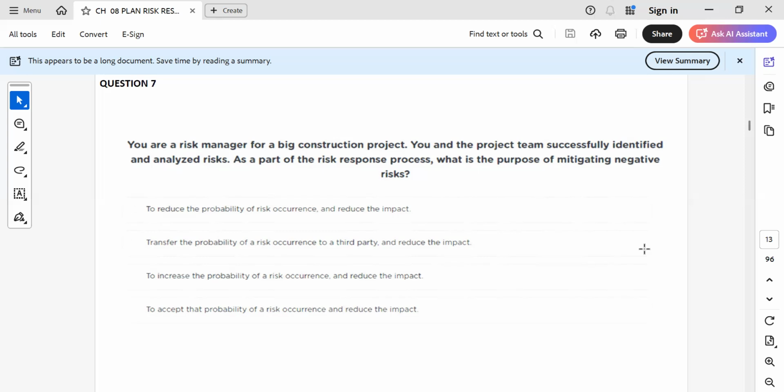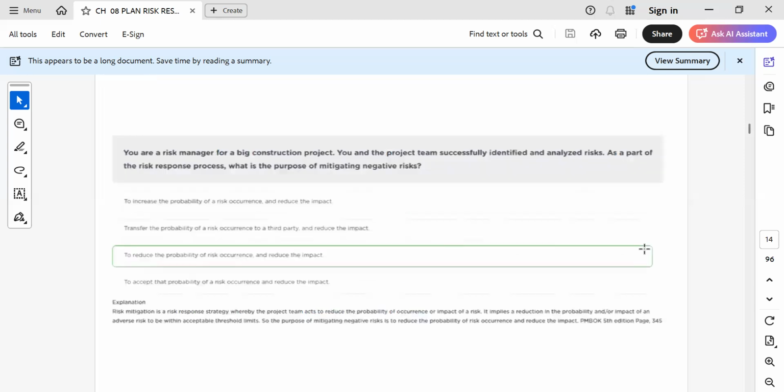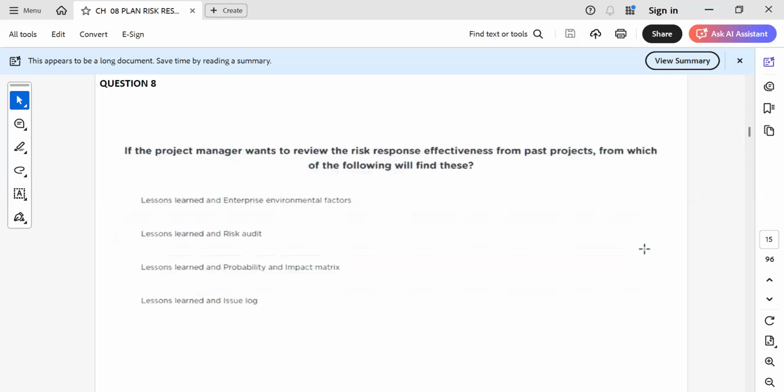I think the purpose is to reduce both probability and impact, right, sir? Correct. So option A, because I'm mitigating, no? Yes, in mitigation, both are reduced.